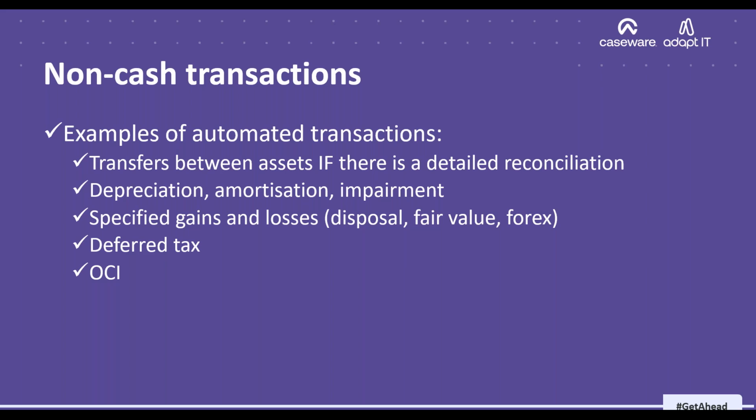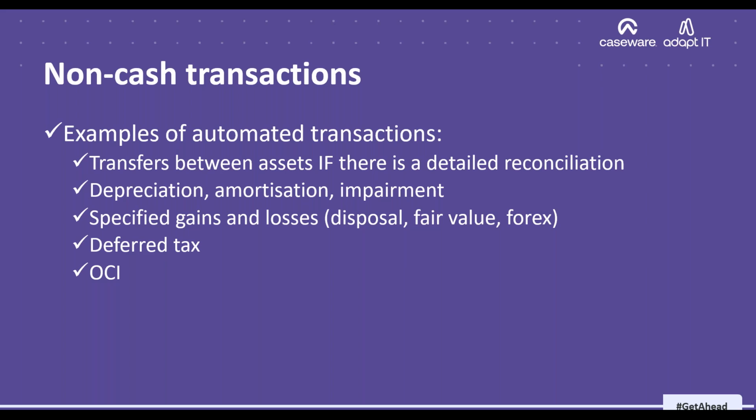So there's an example of a place where you would have to go and manually insert the other leg. Okay, depreciation, amortization, impairment, gains and losses on disposal, fair value, forex, and so on. These non-cash transactions, if you have correctly mapped them, will automatically pull through. By correctly mapped, I mean mapped to the right category. So if you've got a gain or loss on disposal of PPE and you map it to gain or loss on disposal of investment property, for example, it's going to pull through to the wrong line item.